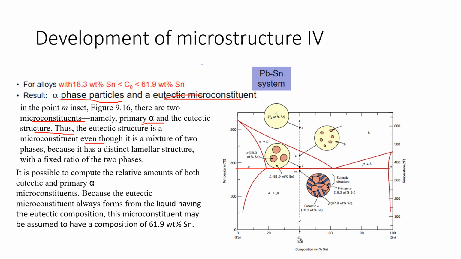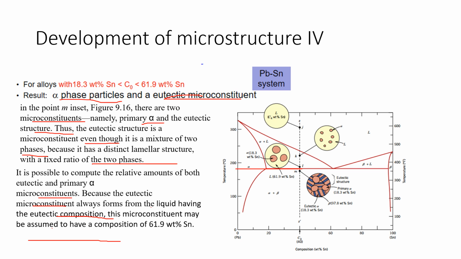The eutectic mixed structure is a microconstituent, even though it is a mixture of two phases, because it has a distinct lamellar structure with a fixed ratio of the two phases. It is possible to compute the relative amounts of both the eutectic and primary alpha microconstituents. Because the eutectic microconstituent always forms from the liquid having eutectic composition, it may be assumed to have a composition of 61.9% by weight of tin.